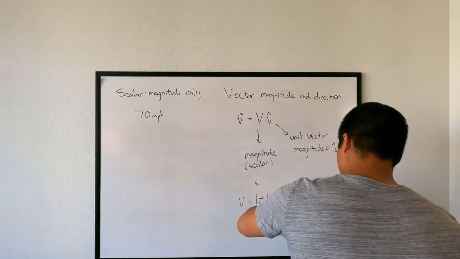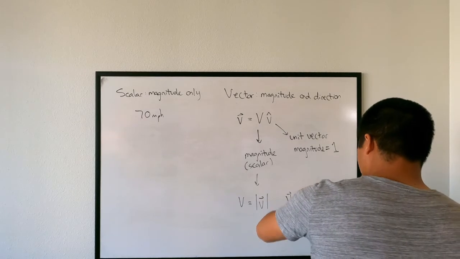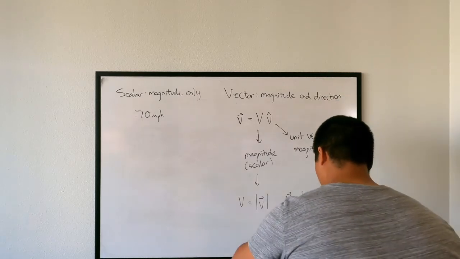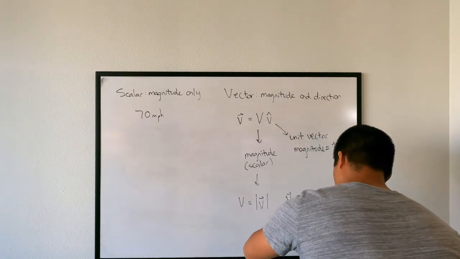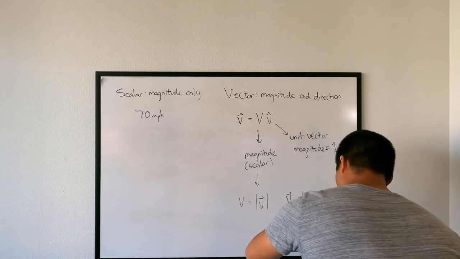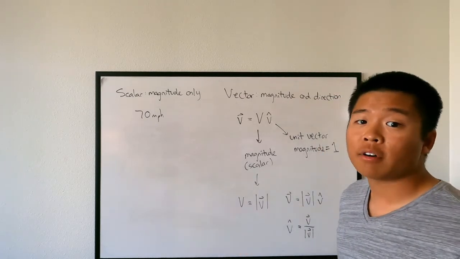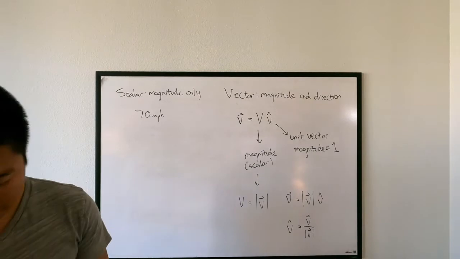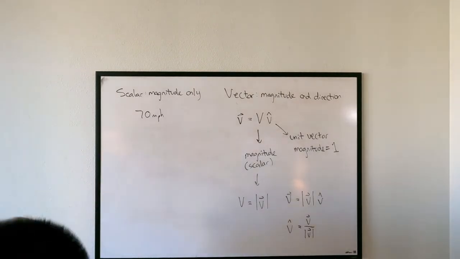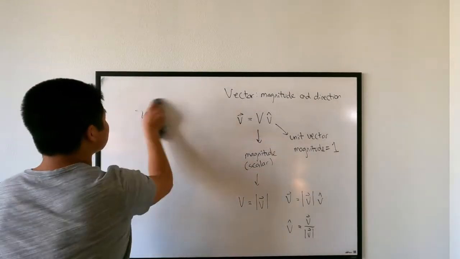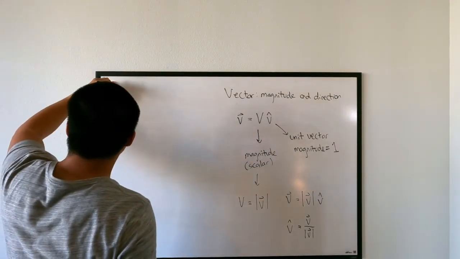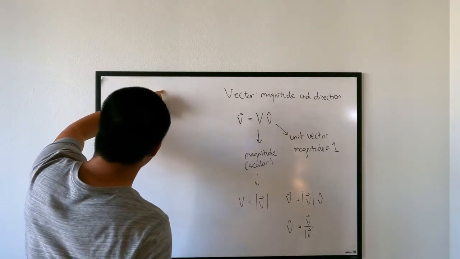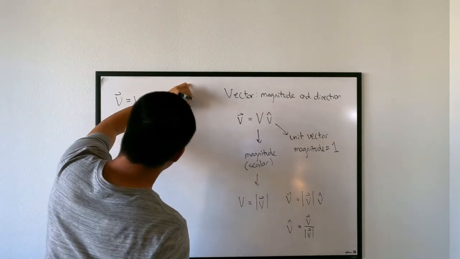V is equal to the magnitude of V multiplied by V hat. And if I divide by this on both sides, then I get V hat is equal to the vector V divided by the magnitude. And this is going to be a classic way of finding our unit vector, all right? And suppose that my vector V is written as Vx i hat plus Vy j hat plus Vz k hat.